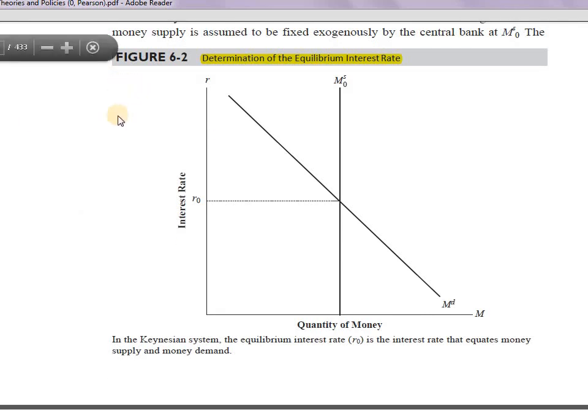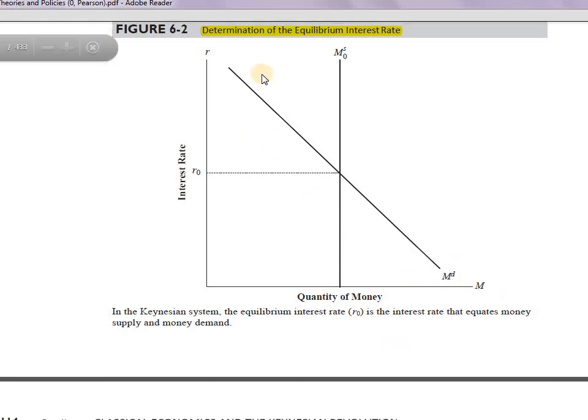Determination of the equilibrium interest rate. Money supply is exogenously fixed by the central government and has no relation with the rate of interest. Money demand is inversely related. Why exactly is it inversely related? We'll see when we talk about the individual components of money demand. But let's proceed as per this very book, and here we have already seen the determination.